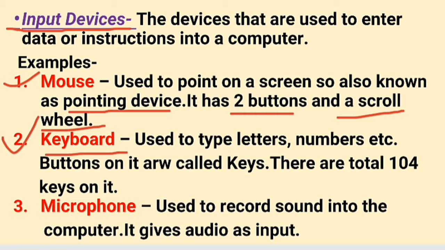Second device is keyboard. It is an input device used to type letters and numbers. The buttons on the keyboard are called keys. There are a total of 104 keys on it. It looks like a typewriter.